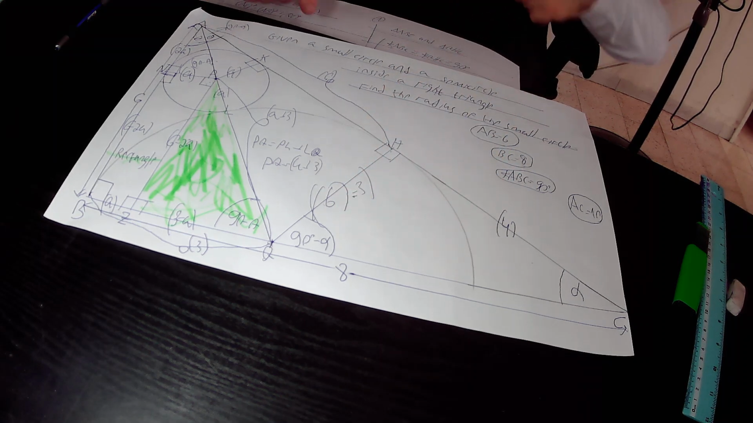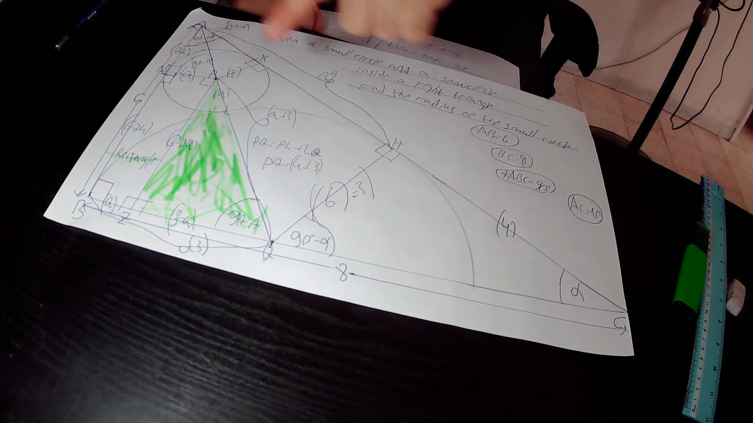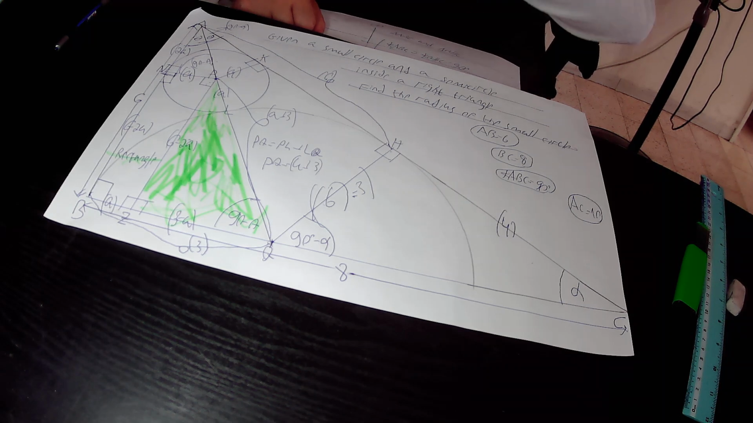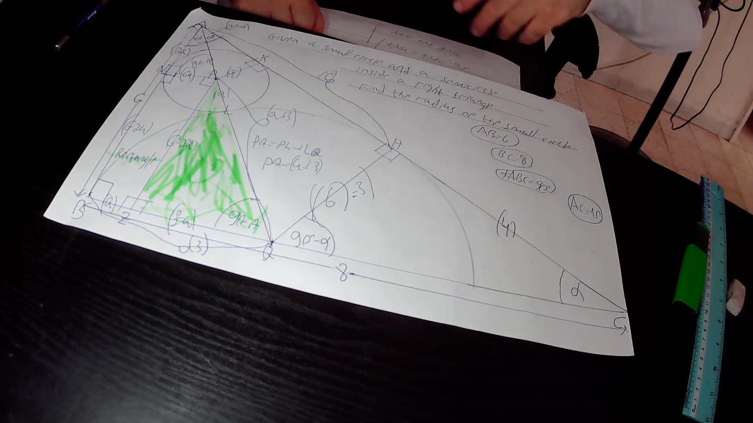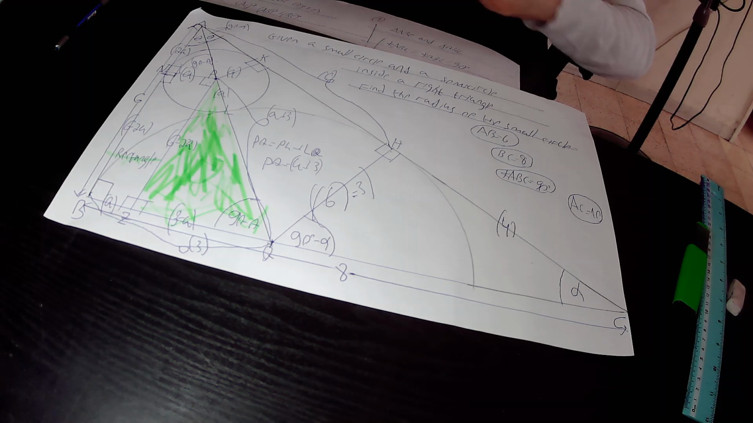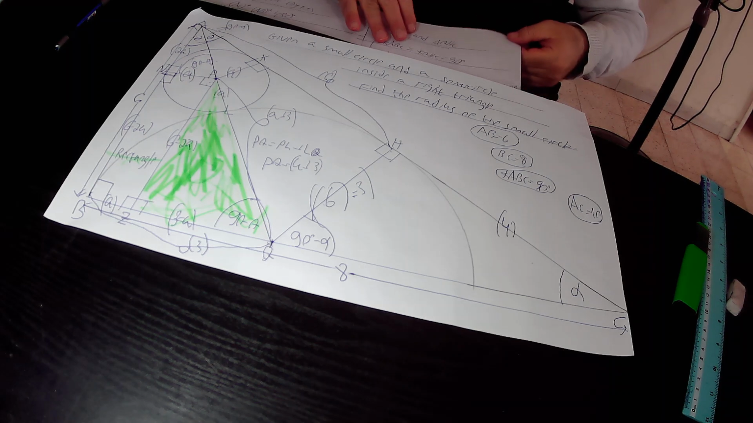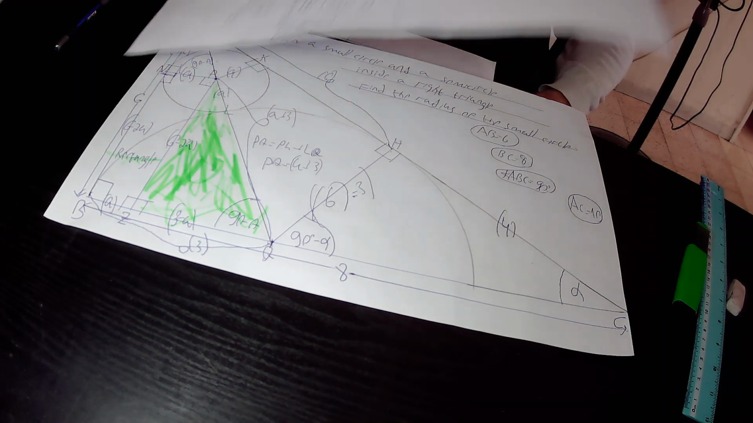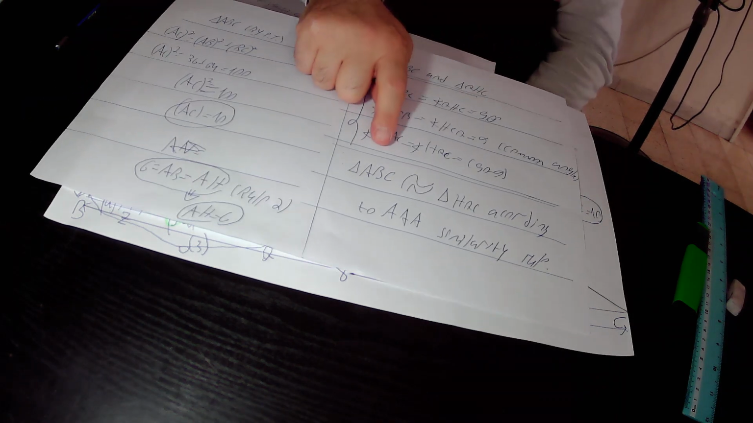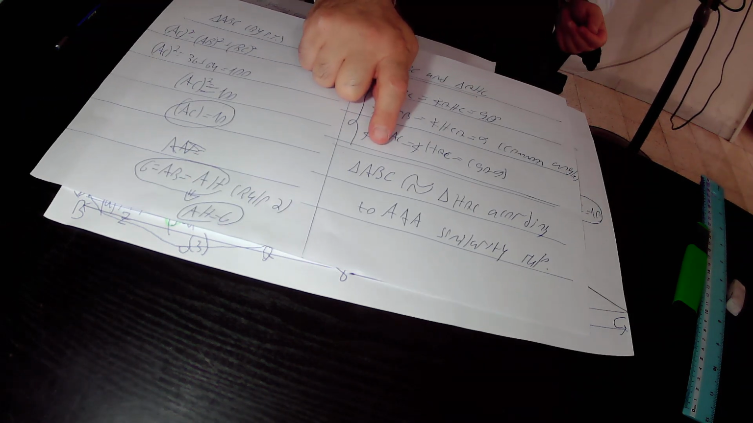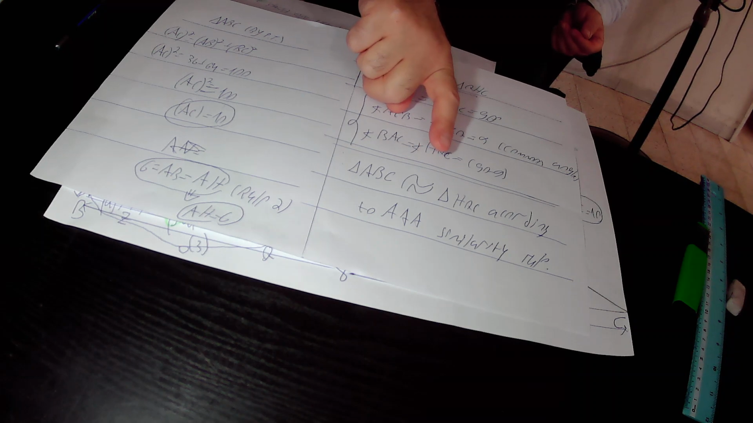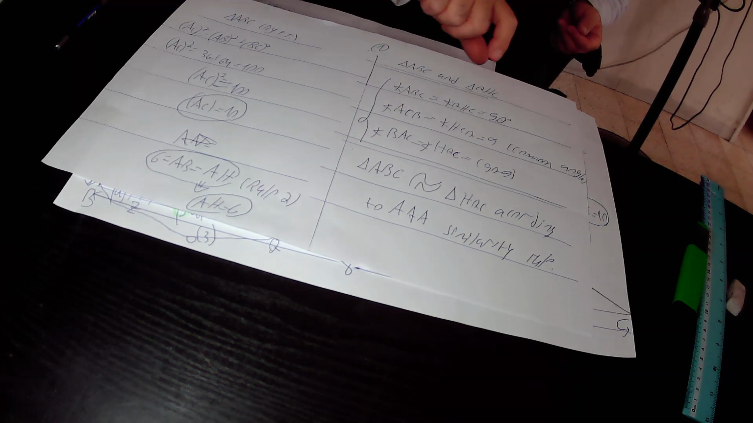So we have proved that all the angles of the big right triangle ABC are correspondingly equal to all the angles of the small right triangle HQC. Therefore, those two right triangles are similar to each other according to the angle similarity rule.